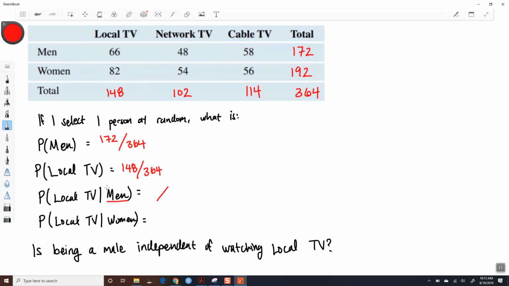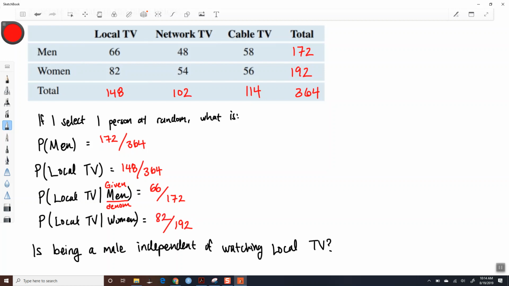So this is the denominator, okay. All right, so we'll put 172 in the denominator, and then in the numerator, we'll put what? 66, okay? Because of these 172 people, 66 of them get their news from local TV. Okay, and then what do we do for local TV given women? In the denominator, what will we put? 192, and in the numerator, 82.